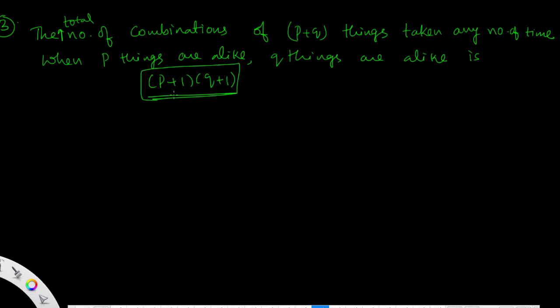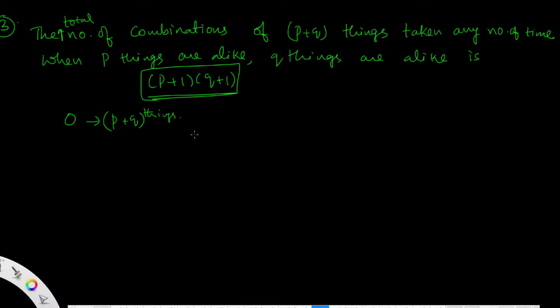That means since any number of things can be selected from P plus Q things, the combinations may contain any number of things from 0 to P plus Q things. So, of the first kind P are alike. So 0, none, 1, 2, 3, and so on up to P things may be selected. Therefore, in how many ways can we select the first kind? P plus 1, as 0 is now included.